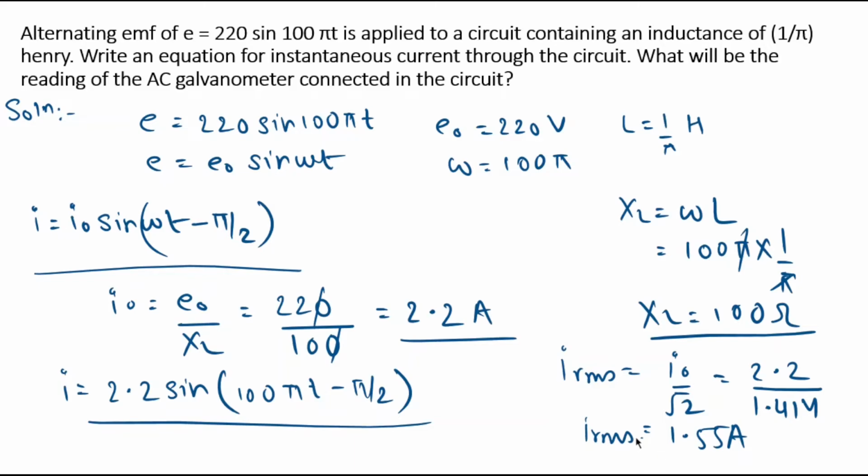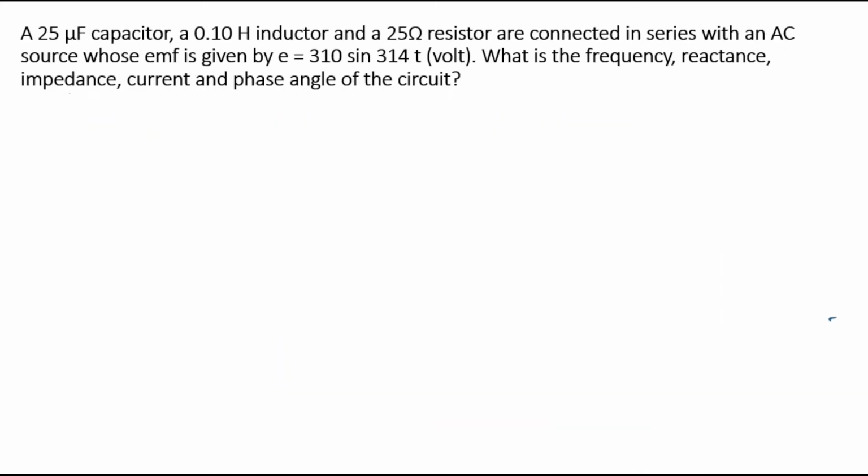I hope you understood this sum. Let's look at the next sum. A 25 microfarad capacitor, a 0.1 Henry inductor and a 25 ohms resistor are connected in series with an AC source whose EMF is given by E equal to 310 sine 314 t. What is the frequency, reactance, impedance, current and phase angle of the circuit?